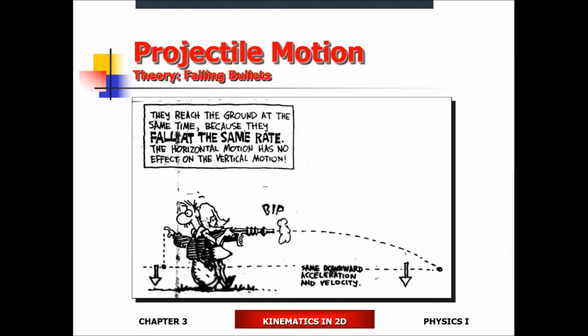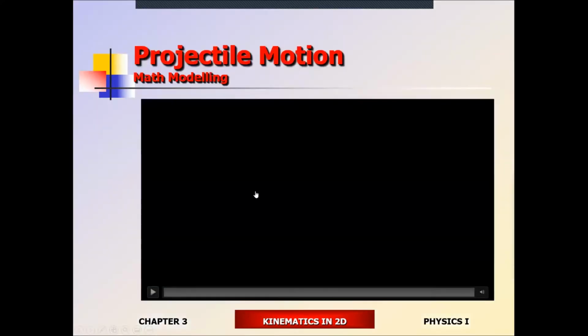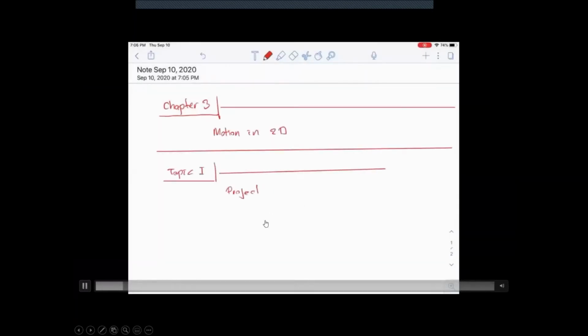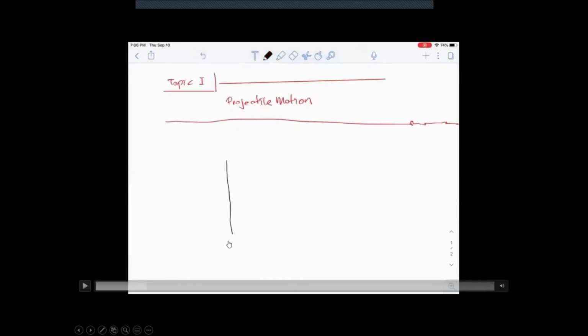So which bullet lands first? Both at the same time, because motion is under the influence of gravity and everything falls at the same rate under the influence of gravity. How fast the object moves horizontally has no effect on how fast it's going to be falling. That's what it means. Now the mathematical modeling, so it's two-dimensional motion. Projectile motion is one of the things that you're being tested on. The second one is going to be rotational motion.